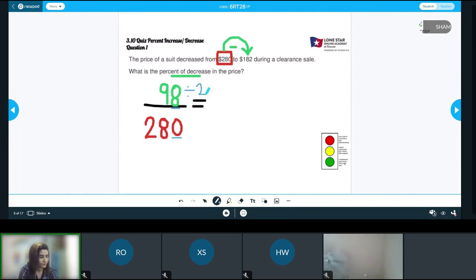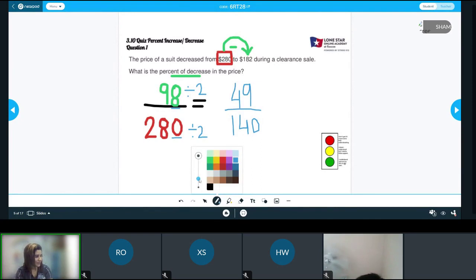Right? Yes, this is where I started. I did the even numbers. So I know half of 98, 49, and then half of 280, 140. Now, when it came to this point, I could clearly see some bigger multiples that I could use to simplify the fraction. Can you see a bigger multiple you can simplify the fraction by?